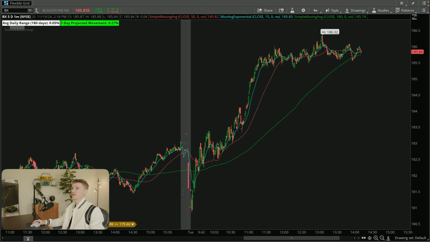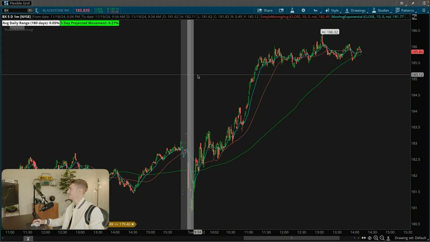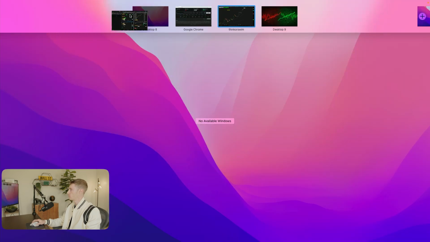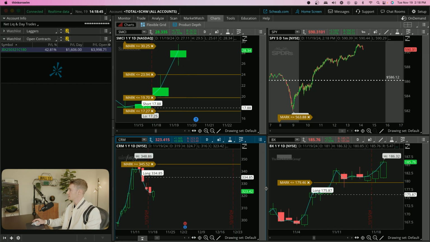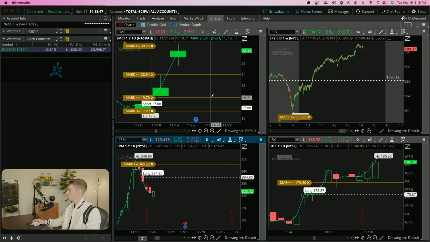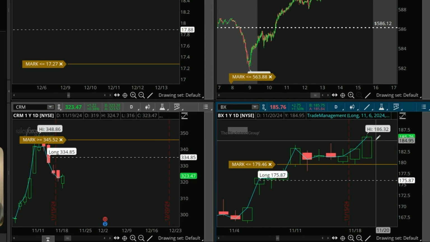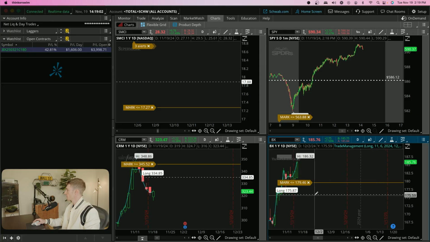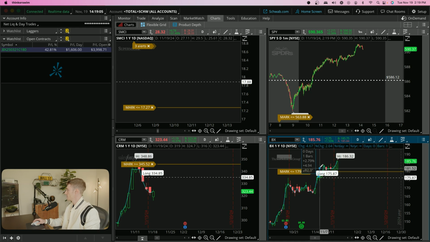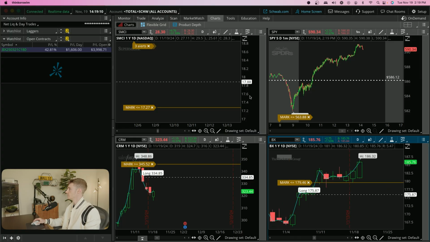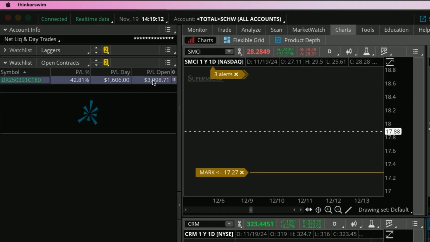So right now, what you guys can see on my screen is ticker symbol BX. I'm gonna drag in my live broker, and you can see ticker symbol BX where I went long. This was my entry on the 6th, and this is where BX is currently trading. So I've caught a nice, just about 6% move on ticker symbol BX, and I'm currently sitting up $4,000 on the open on this position.